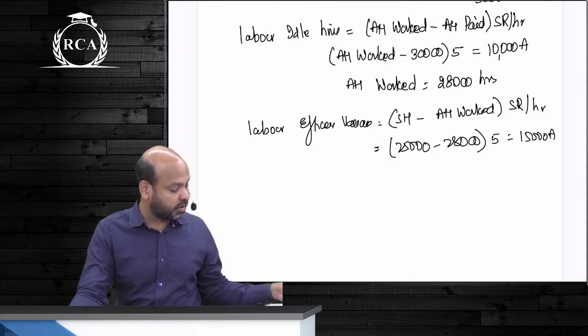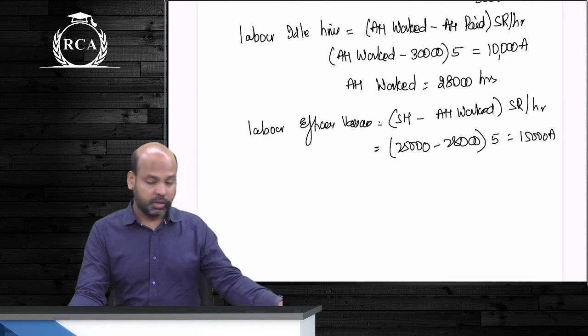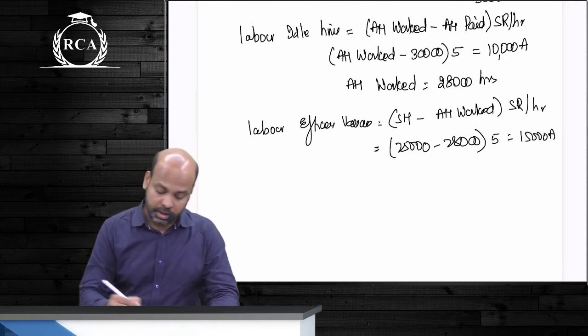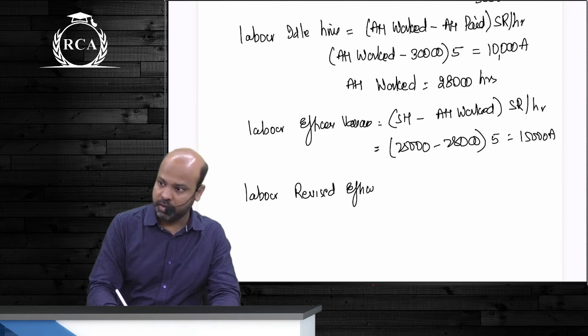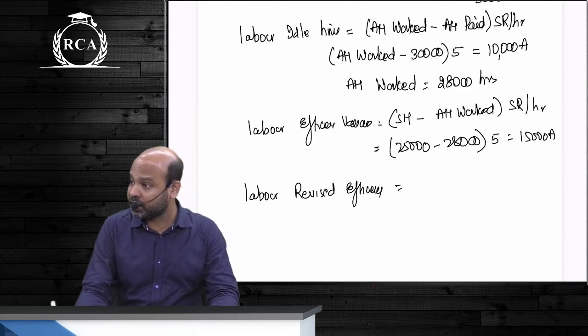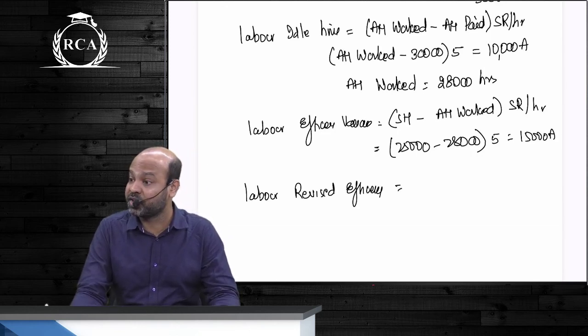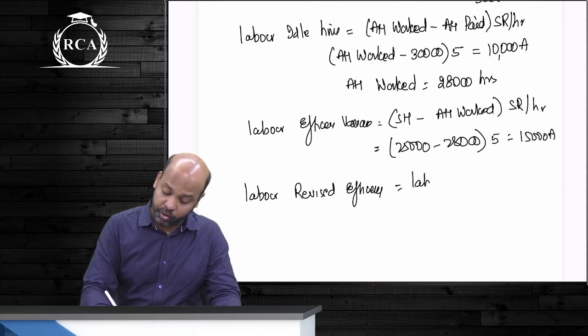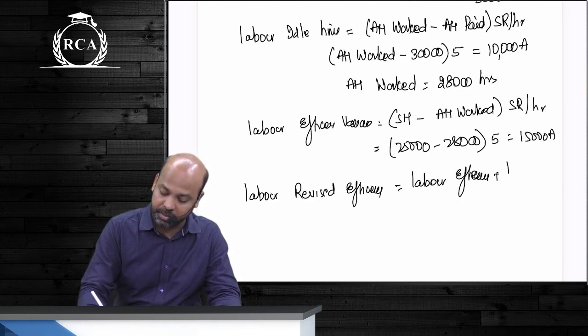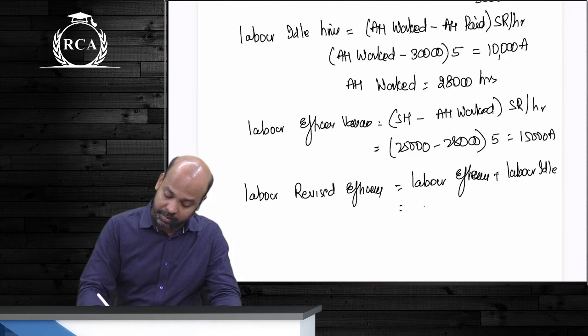The options given are what? They are talking about revised efficiency, guys. They shouldn't have done this. I told you that this is not done in the Indian syllabus. You remember, guys, I told you while teaching that in international courses they combine efficiency and idle time and term it as revised efficiency. So what they have given us, beta, is actually labor efficiency variance plus labor idle time variance. So that, beta, would be 15,000 adverse plus 10,000 adverse.